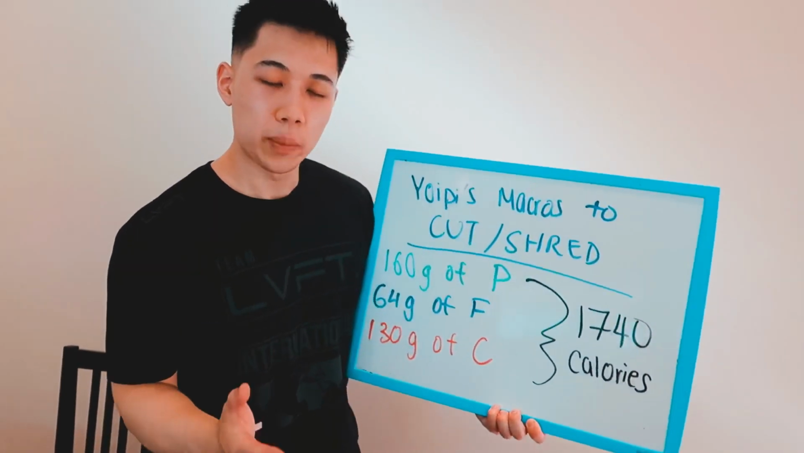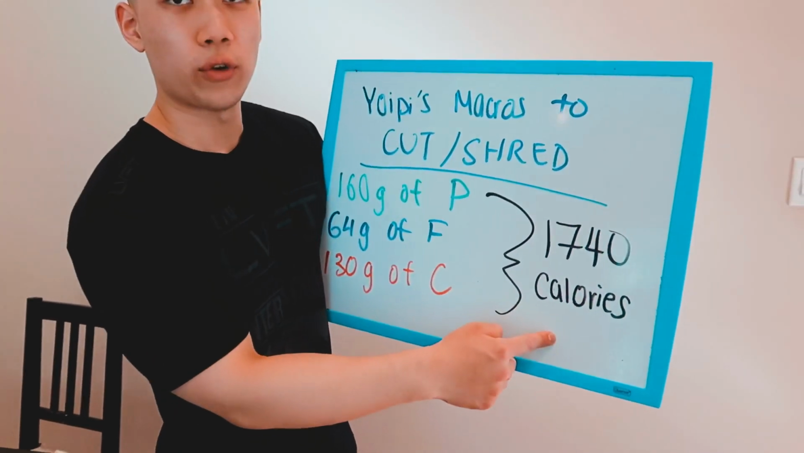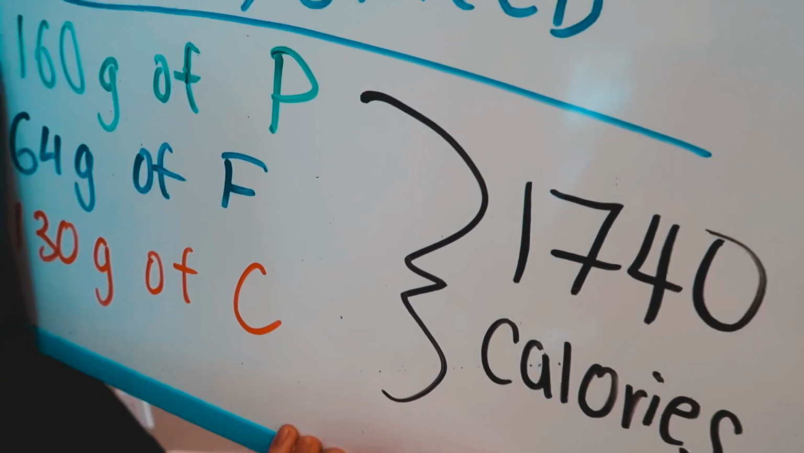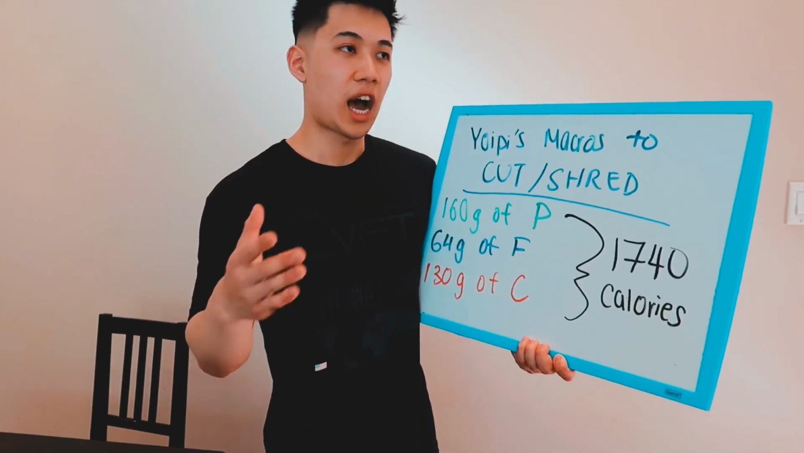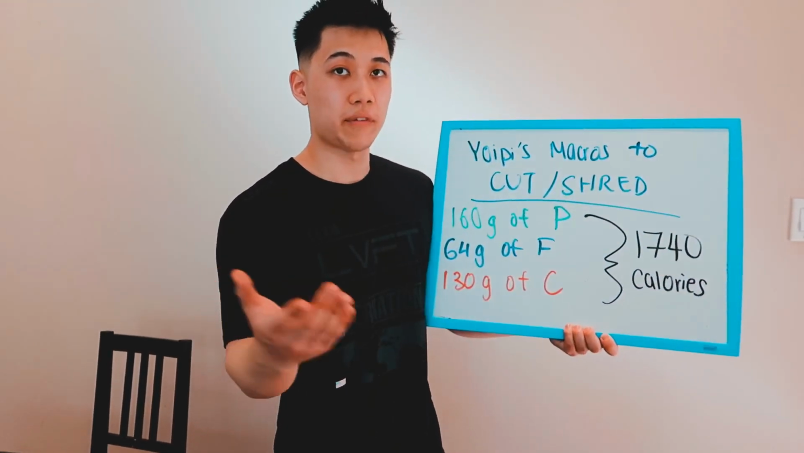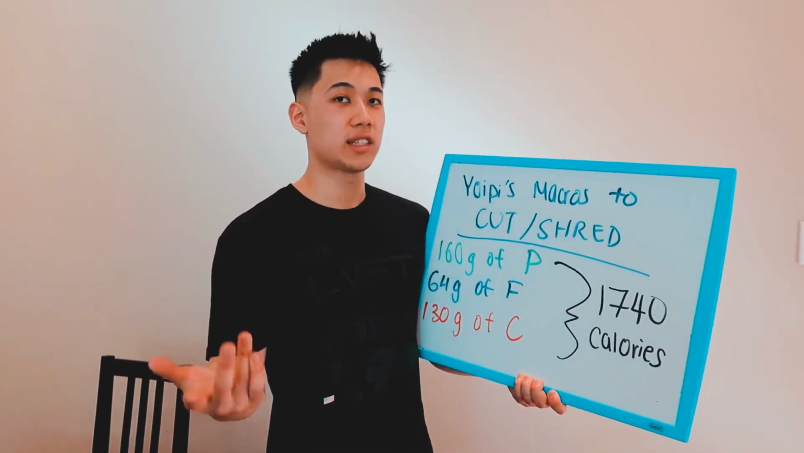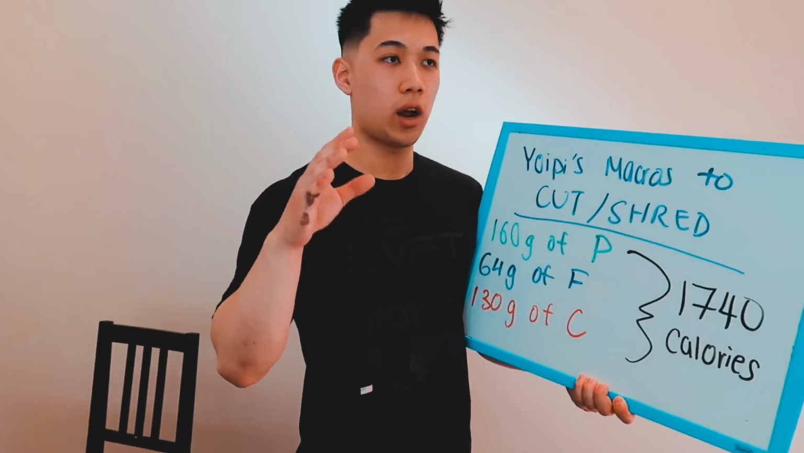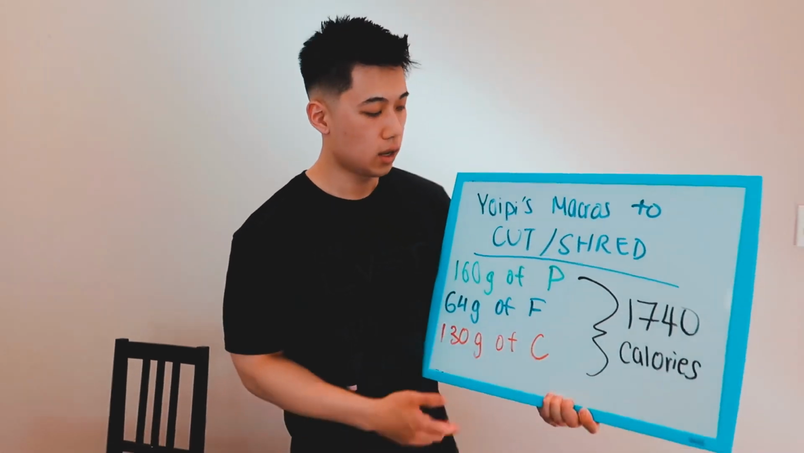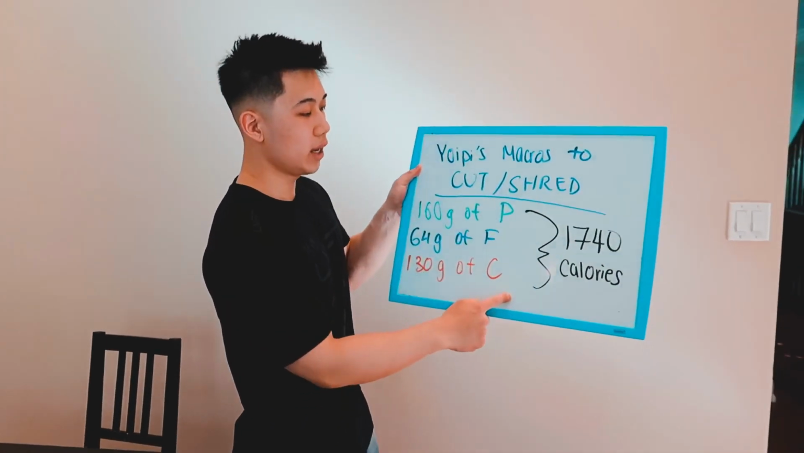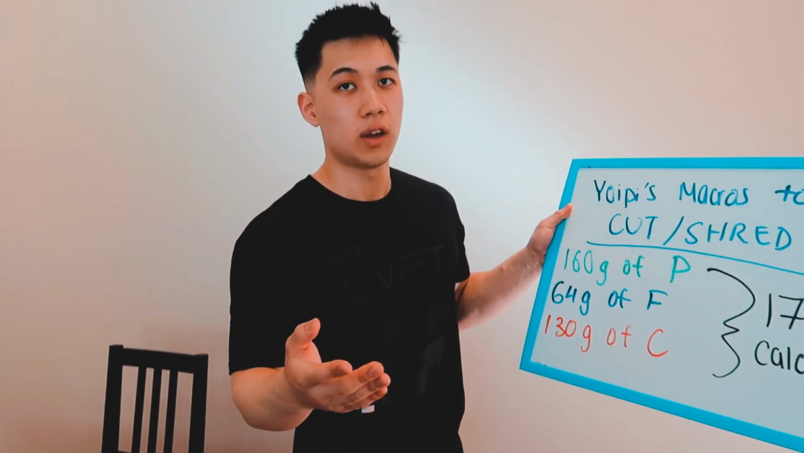So in order for Yopi to become shredded, you will have to eat 1740 calories a day, okay? To beat this caloric deficit. However, this is the faster approach. So if you don't want to cut for 5-6 months, I recommend this deficit, subtracting 500 from your maintenance calories as opposed to 250. But like I said earlier, there are benefits of doing a longer cut as you retain better muscle and better muscle performance, okay? So since we got that out of the way, I'm gonna show you how to track your macros and how to use a food scale, okay?